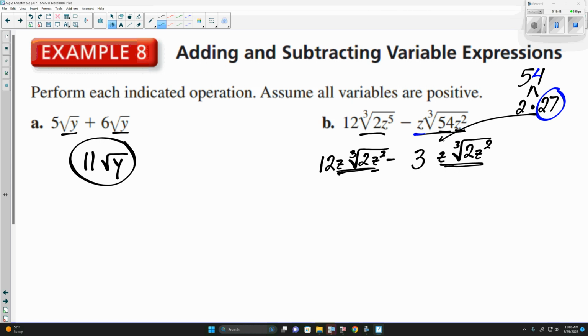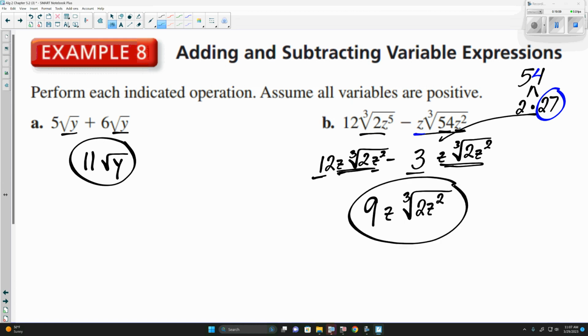Questions on this so far? Guys? So now we just need to subtract our two terms. So 12 minus 3 is 9, z cubed root of 2z squared. And that's it. Any questions on this here?